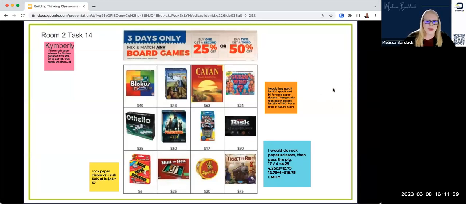Lastly, we asked students to reach out and share what they found interesting. And from that, we built out a board game thinking task. In this, students were asked to mix and match and meet exactly the writing that you see on the screen. Which two games would they buy if they could buy one and get a second 25% off, or buy two and get a third 50% off, and how much would you spend?